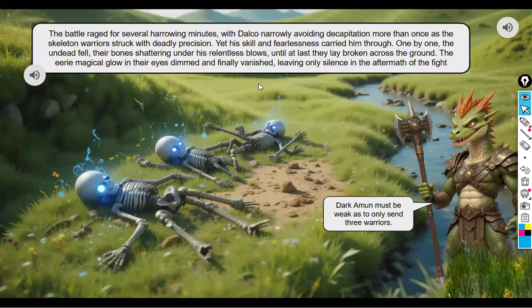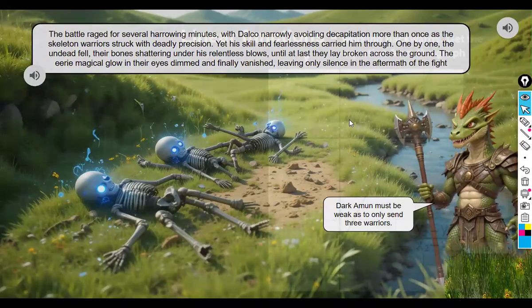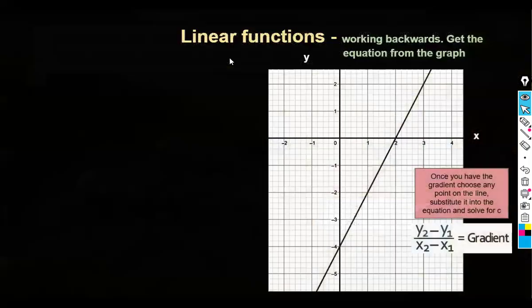All right, so it seems Dalco has defeated some of Dark Ammon's warriors. I wonder what he will do next to get Dalco. Let's see what we have here.